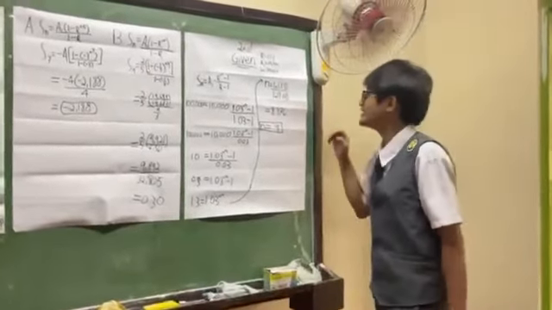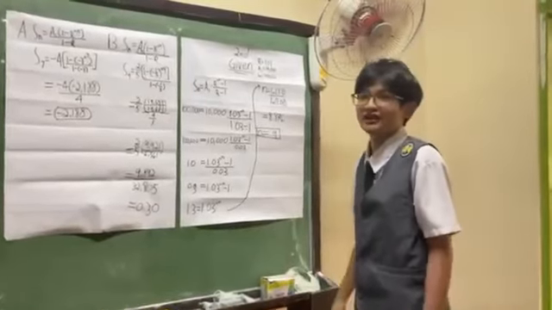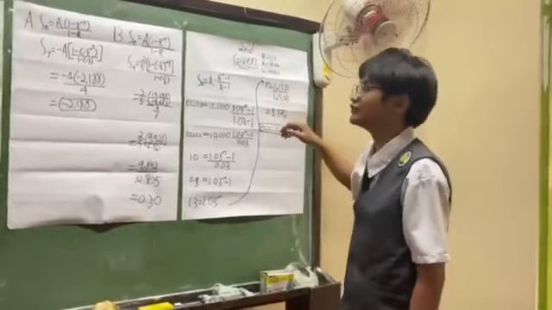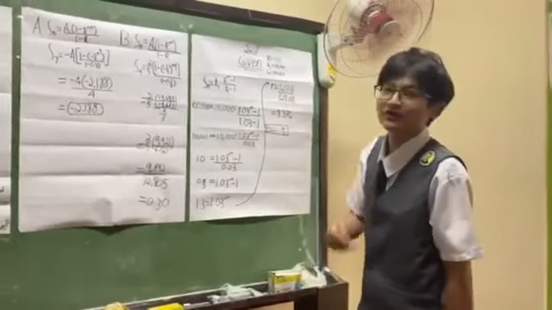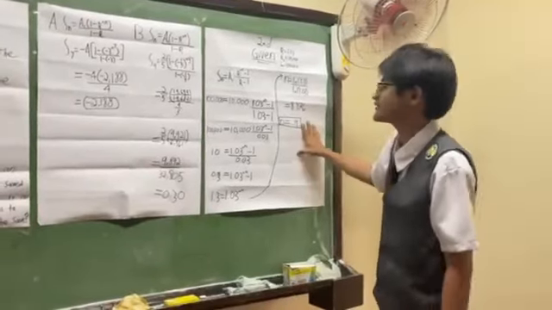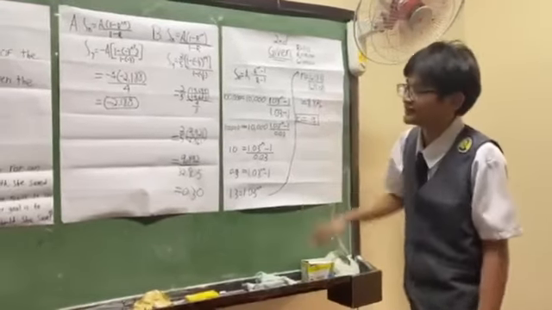Since 8.876 is a decimal, we must round it up to get the whole number. So the whole number would be 9. So the final answer would be 9 months.